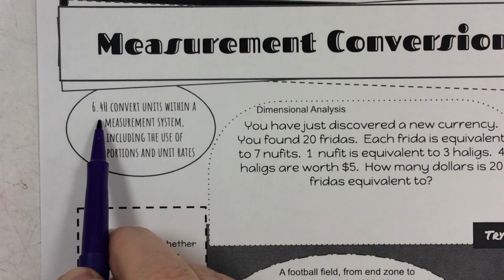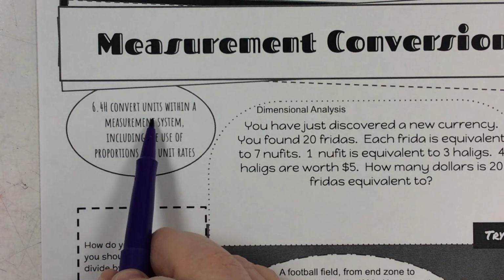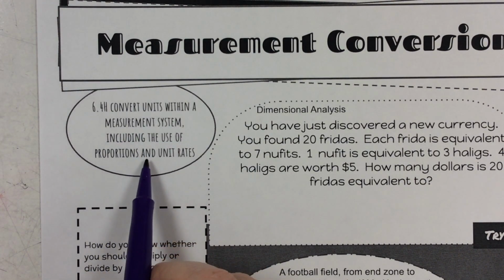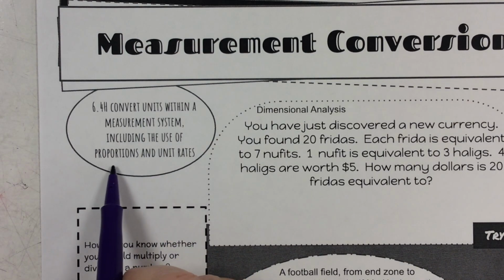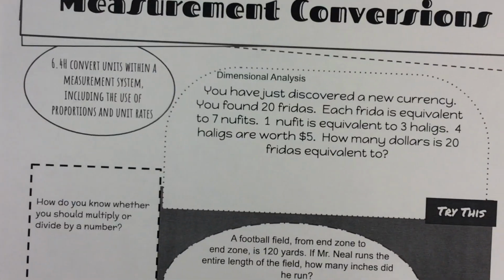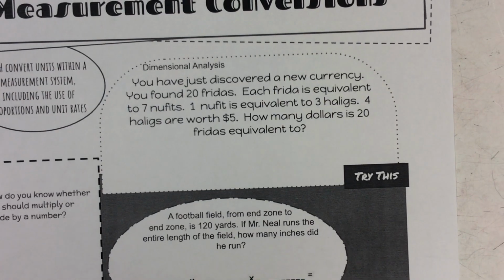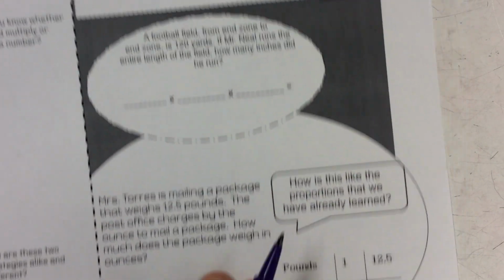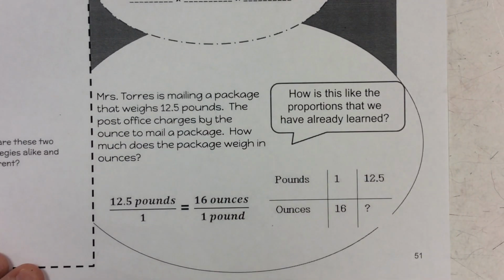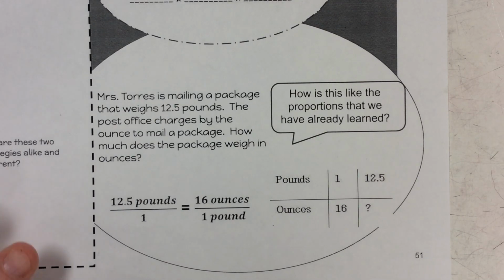Our standard is 6.4H. It's convert units of measurement within a measurement system, including the use of proportions and unit rates. And these are so much fun. Okay, so I want to jump down here to the bottom first. Okay, let's think about, this is what we did in class yesterday.